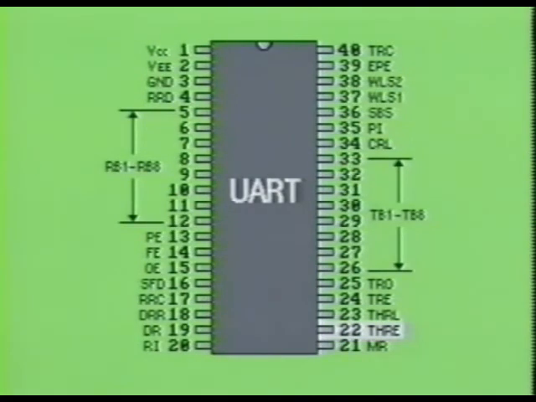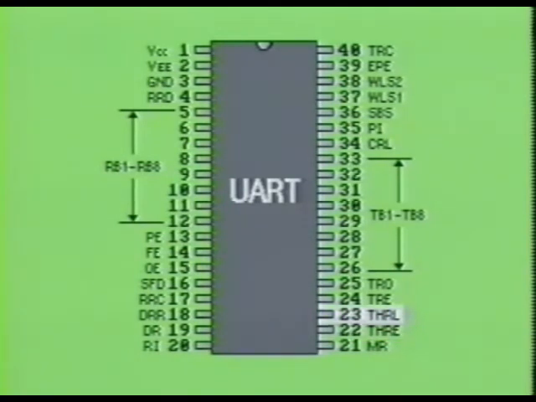Pin 22 is labeled THRE. This is the transmitter holding register empty pin. A high on this pin indicates that the data in the transmitter input buffer has been transferred to the transmitter register. This allows new data to be loaded.